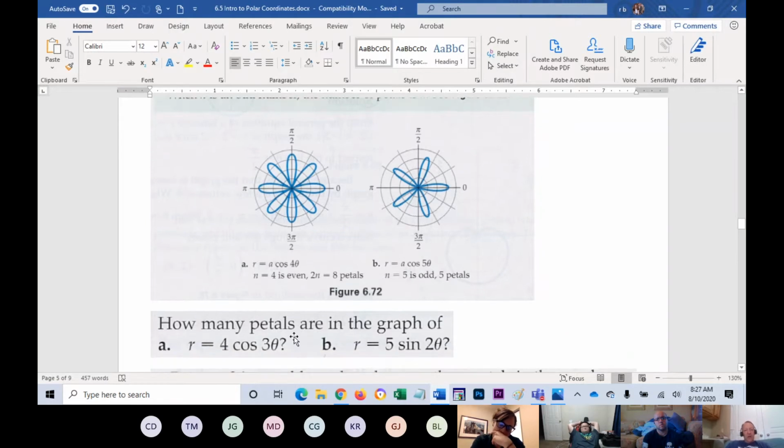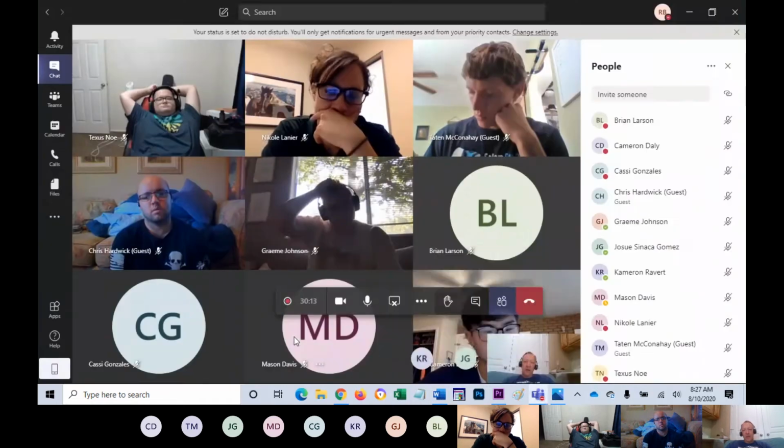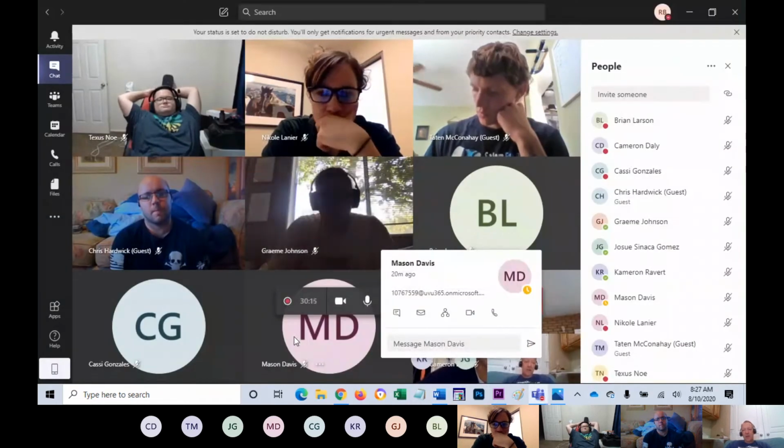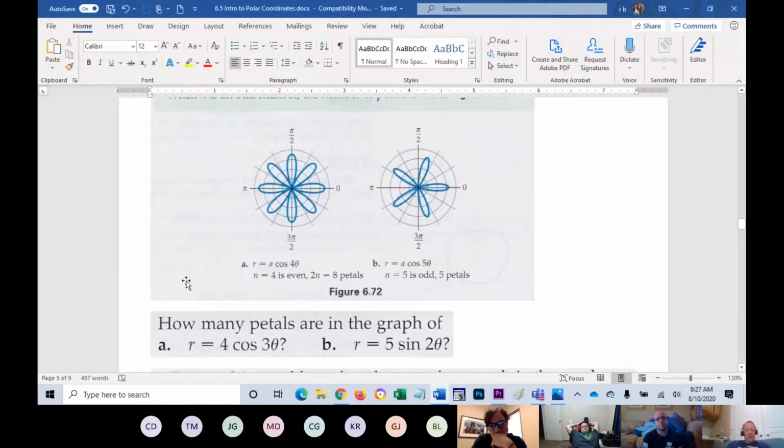So, quick question here. Let's pick on Cameron Ravert. How many rose petals are in the graph of 4 cosine 3 theta? Wouldn't it be 6? Because 2 times 3 is 6. No, because 3 is an odd number. Oh, yeah. So it'd be 3 then. So it would be 3.